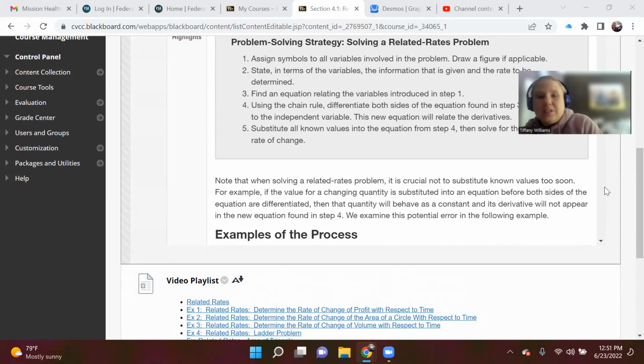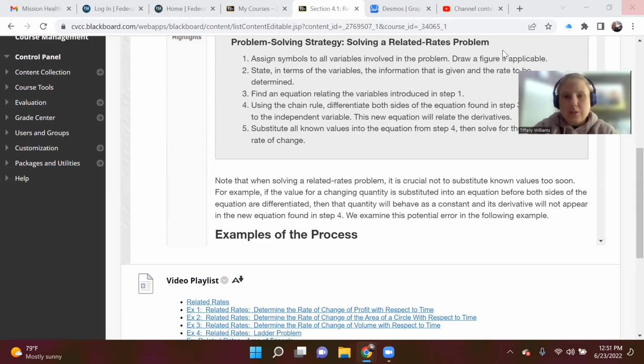Now, I love this note down below. Note that when solving a related rates problem, it is crucial not to substitute known values too soon. For example, if the value of a changing quantity is substituted into an equation before both sides of the equation are differentiated, then that quantity will behave as a constant and its derivative will not appear in the new equation. So please be careful. When I go over this, I'm only going over the highlights needed to solve these problems. I strongly encourage you to read this whole section and look at the examples they are giving. I try to give you more examples to go by, so please make sure that you're doing that.